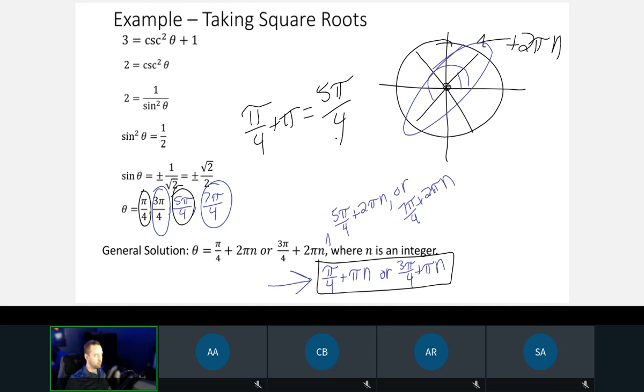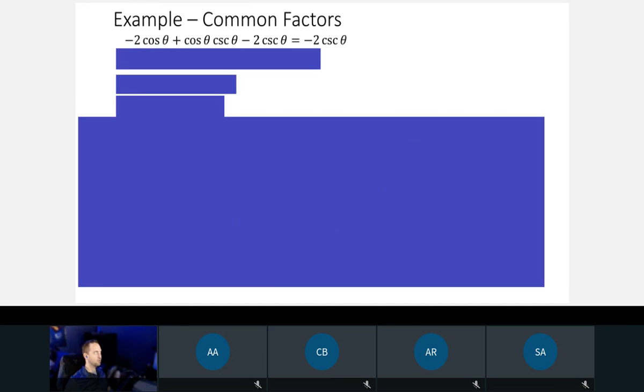Right. 3 pi over 4 is another solution to this problem, along with 7 pi over 4. Yep. All right, let's do another problem.